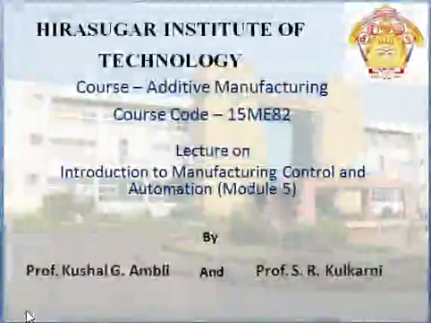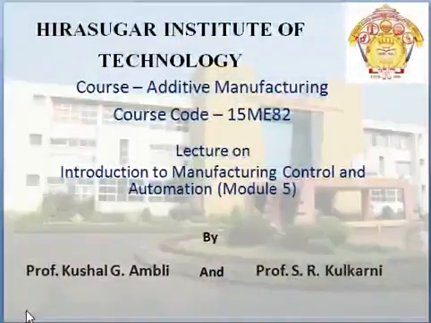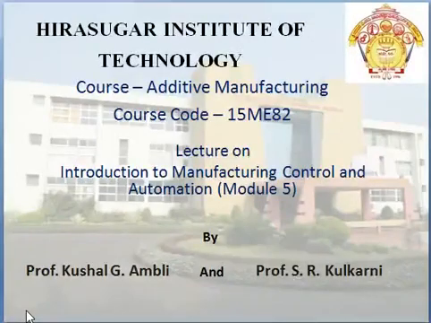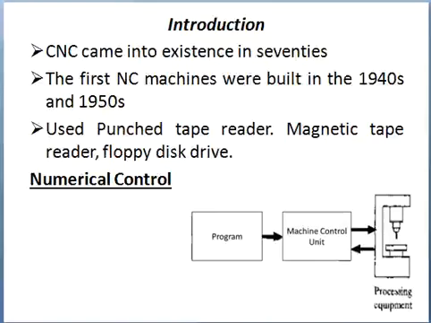In the previous class we finished the third module. So today we will be starting the next module, that is the fifth module, manufacturing control and automation. Today we will be discussing the introduction of manufacturing control and automation. In that we will be discussing CNC, DNC and NC machines.